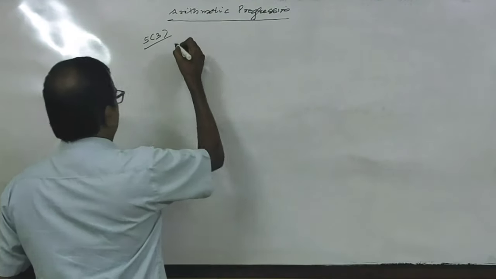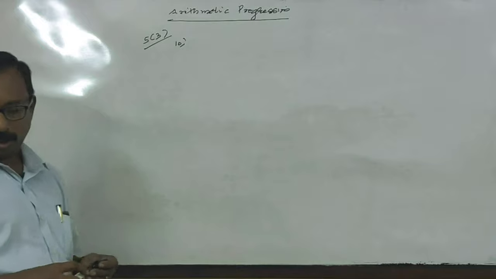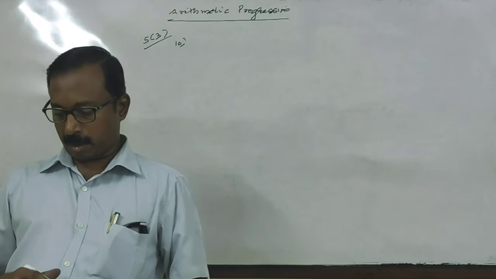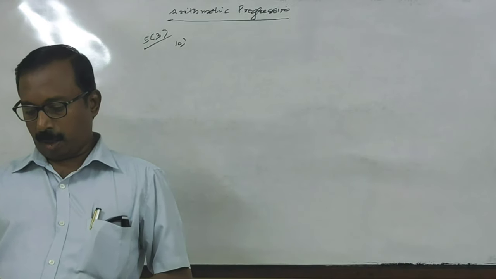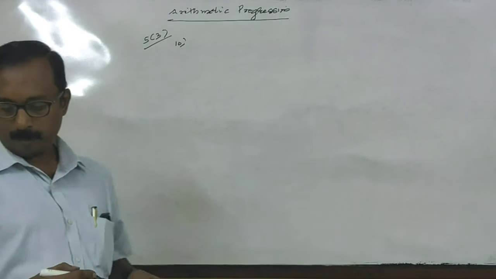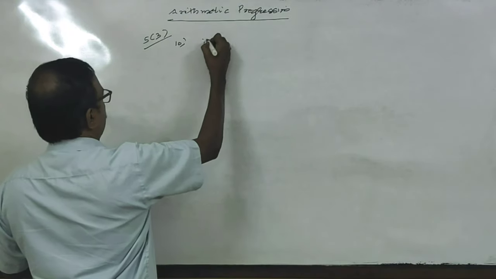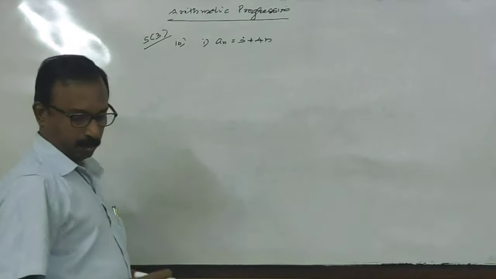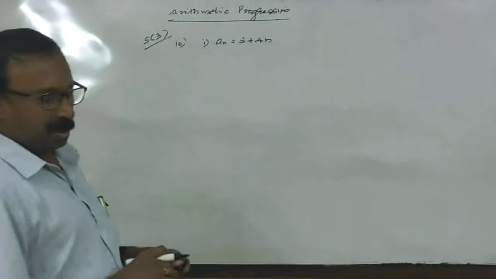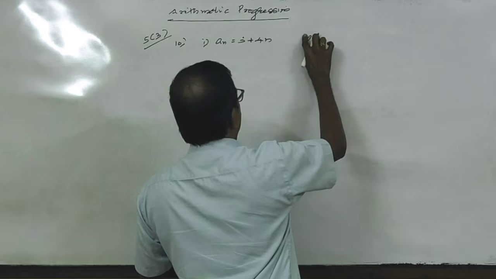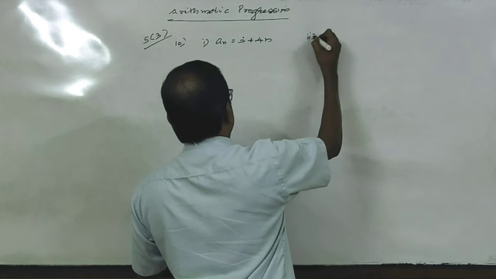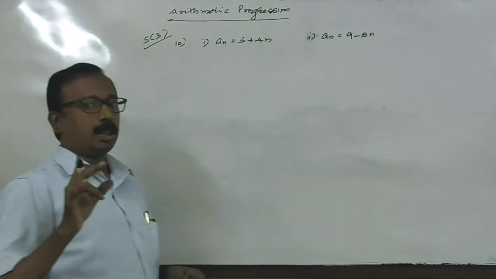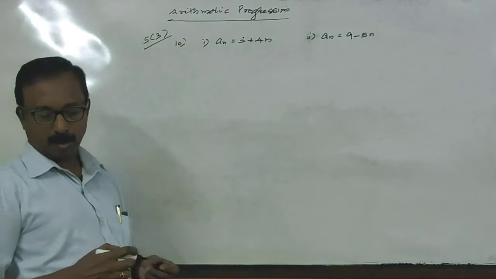Now the 10th question. A1, A2, A3, etc., an, etc., form an AP, where an is defined as follows: an is 3 plus 4n in one case, and in the other case an is equal to 9 minus 5n.